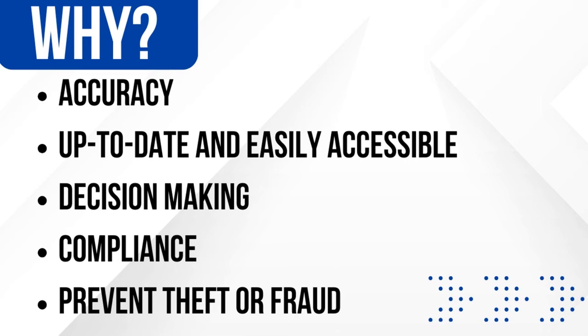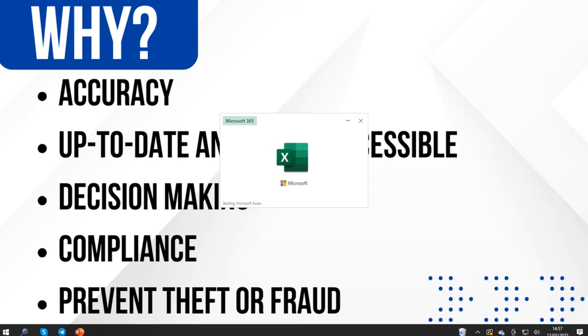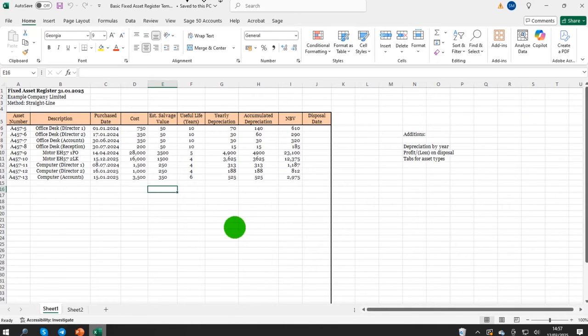So let's go through a couple of fixed asset registers. This is the most basic one, which I'll load up first. I have one here, which is for straight line depreciation. This is a very basic fixed asset register, which you can download from my website, and I'll show you how to do that in a moment.